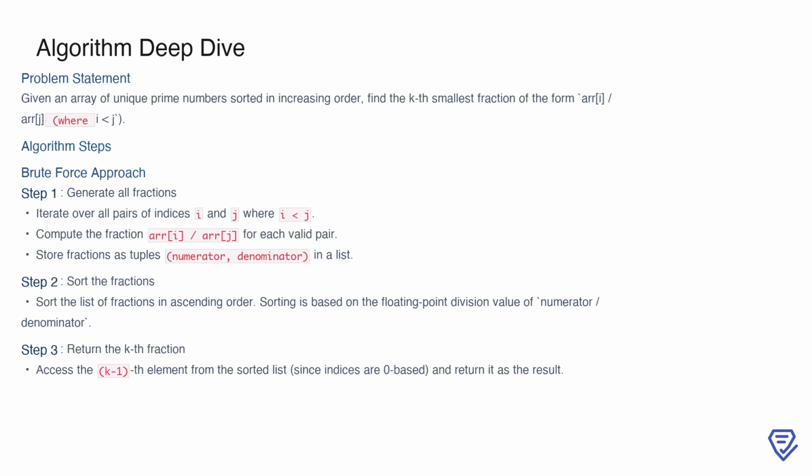One straightforward way to approach this is through a brute force method. First, we generate all possible fractions by iterating over every pair of indices i and j, ensuring i is less than j. For each valid pair, we compute the fraction ARR[i] divided by ARR[j], and store it as a tuple containing the numerator and denominator. Once we have all these fractions, we sort them in ascending order based on their floating point values. Finally, since the fractions are now sorted, we can directly access the (k-1)th element in the zero-based index and return it as the result. While simple to implement, this approach has significant computational overhead, as we'll see next.